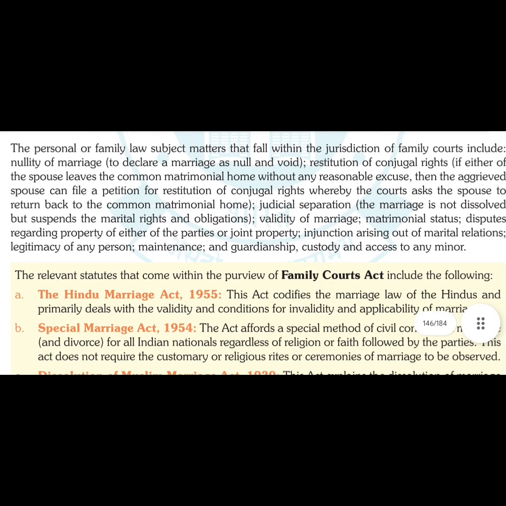The personal or family law subject matters that fall within the jurisdiction of family courts. Now, what is the subject matter or jurisdiction of family courts? Let us read. Nullity of marriage.